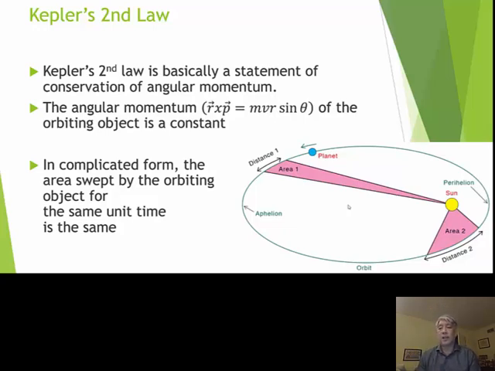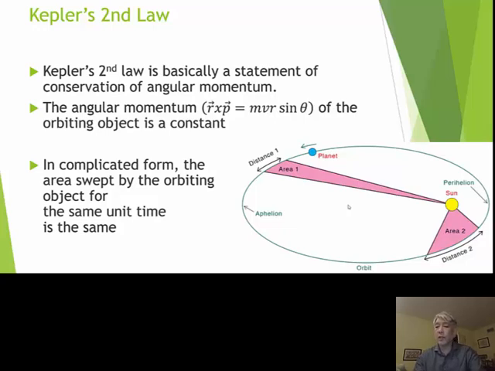In this form, it basically says that the area swept out by the orbiting object in the same amount of time is a constant. So in this case, area 2, which is close to the sun, so the object is going faster, versus area 1, where it's going slower. Both of those areas are going to be the same.